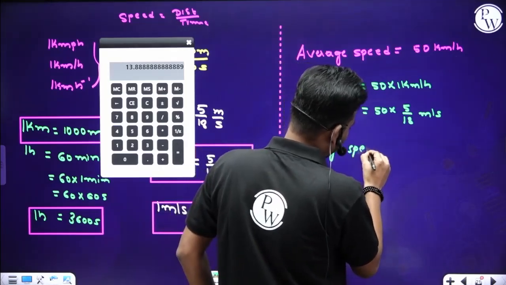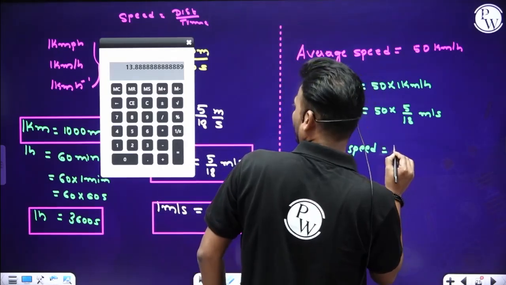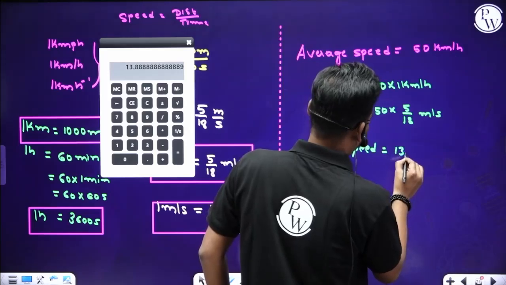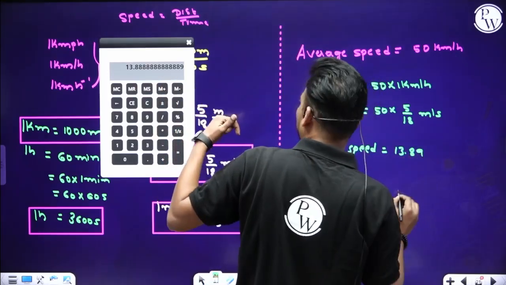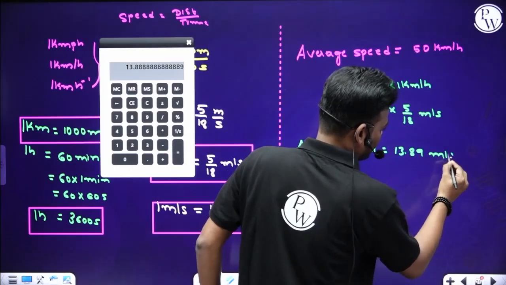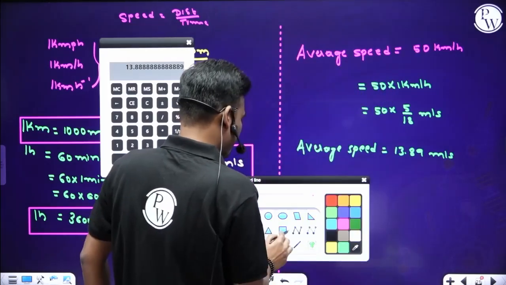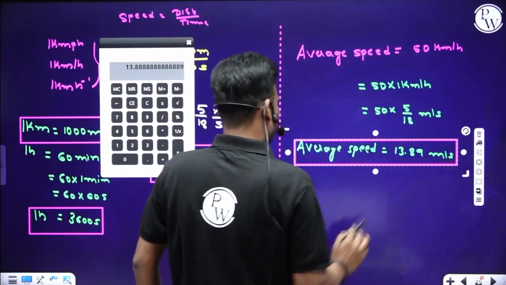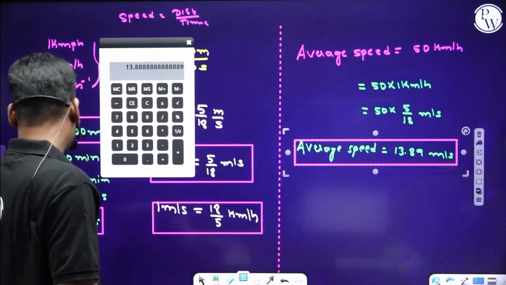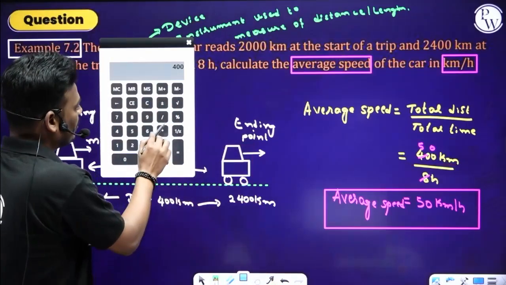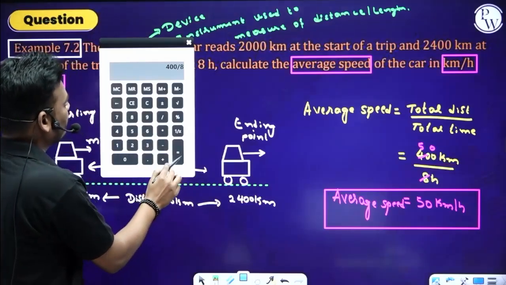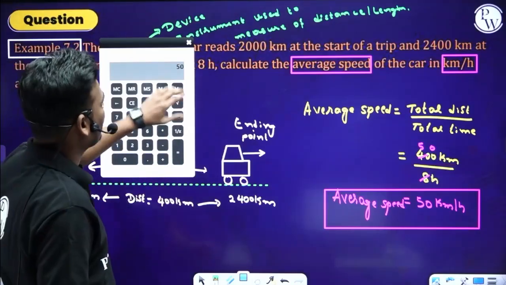Average speed equals 13.8889, so rounding it up, 13.89 meter per second. Okay, so this is in meter per second, and in terms of kilometer per hour, that can be written as 400 divided by 8 hours, which is 50 kilometer per hour.